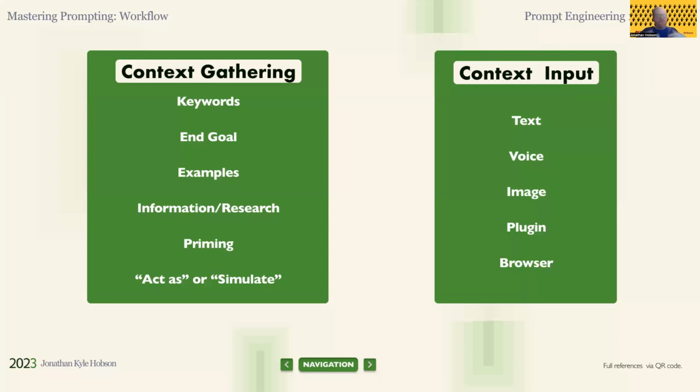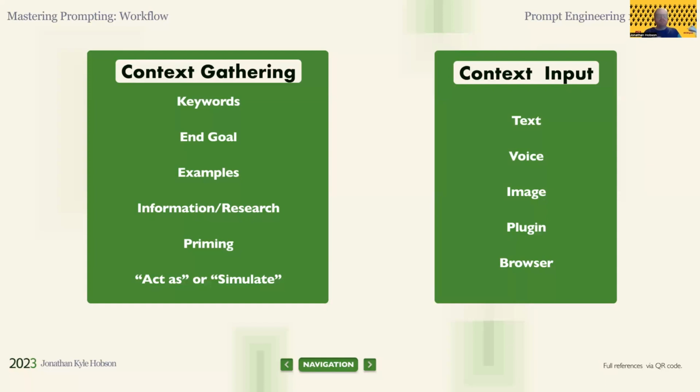So end goal is another way to deliver context. Having a goal in your prompt, showing, hey, this is what I'm trying to achieve. This is the outcome, which we'll go into more later. But establishing an end goal is really great. Examples are really great, right?